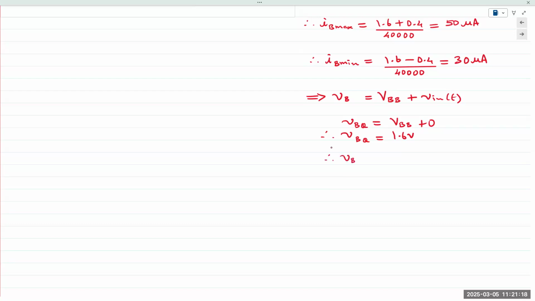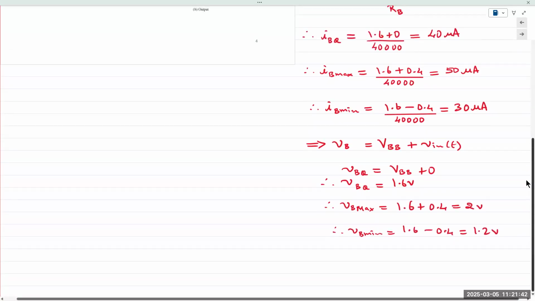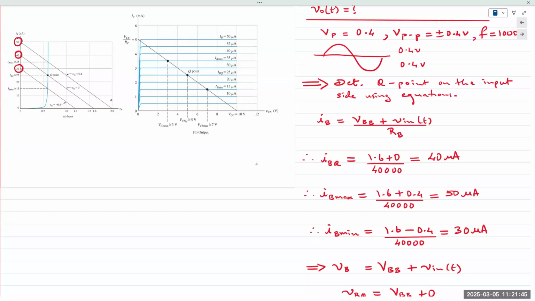Now, VB max would be 1.6 plus 0.4. So it would be 2 volts. And minimum would be 1.6 minus 0.4, 1.2 volts. So 1.2, 1.6, and 2 volts. And those 3 points correspond to these points right here.